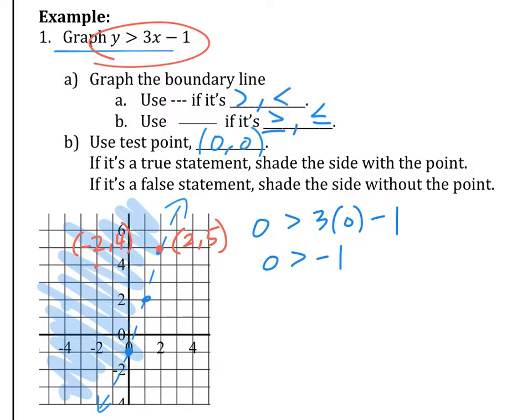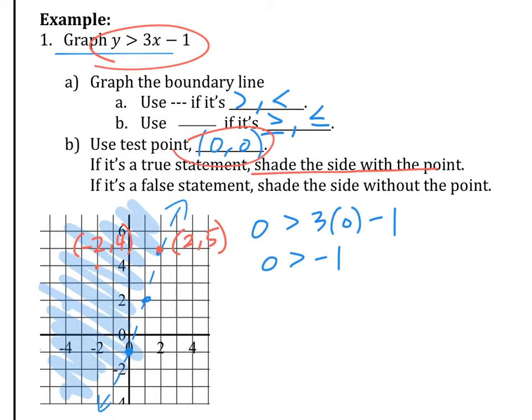So it says if it's a true statement, shade the side with the point. That means the shaded area is the entire solution, which is everything that's in the shaded area. So how would you decide which is the shaded side? Well, there's two ways. One, you put in 0, 0, and if 0, 0 makes that statement true, you shade the side with 0, 0. Or you look at it and say, oh, it's greater than, so you shade up. Okay, let's try another one.